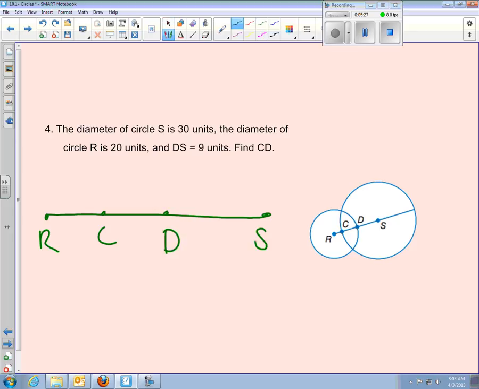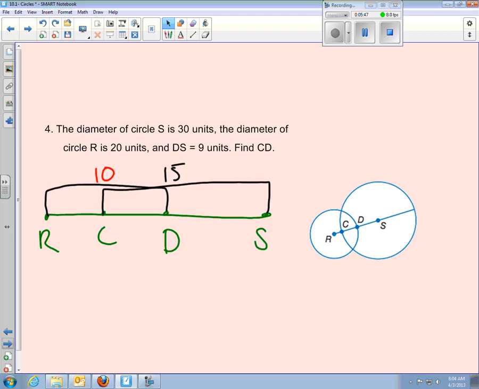All right, so circle S has a diameter of 30. We said the radius then is 15. And the radius goes from S to C. Then the diameter of circle R is 20. So from R to D, that one is going to be a radius of 10, because remember it's half. DS is 9 units. Find CD.